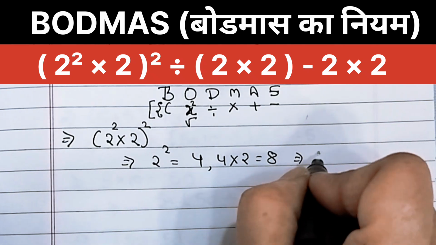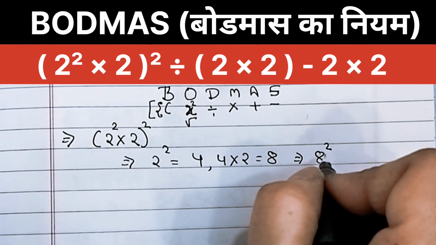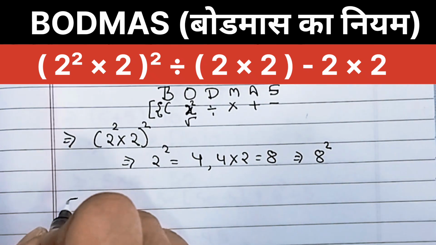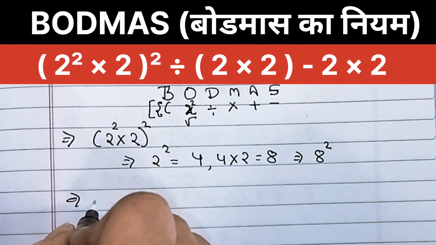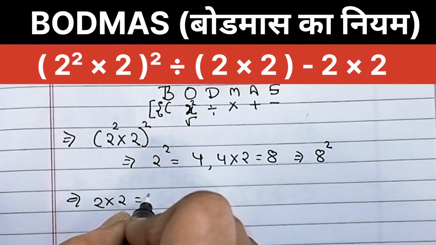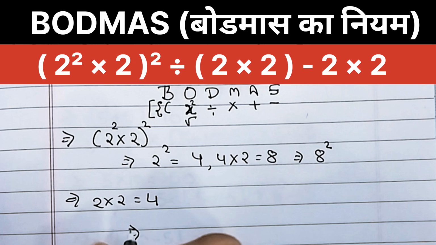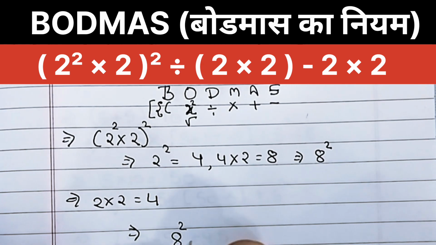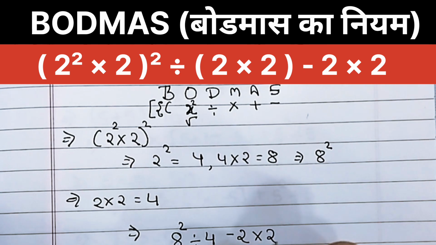Now the term becomes 8 power square. So 8 power square, and the second bracket says 2 into 2, so there will be 4. Now the current expression becomes 8 square divided by 4 minus 2 multiply 2.